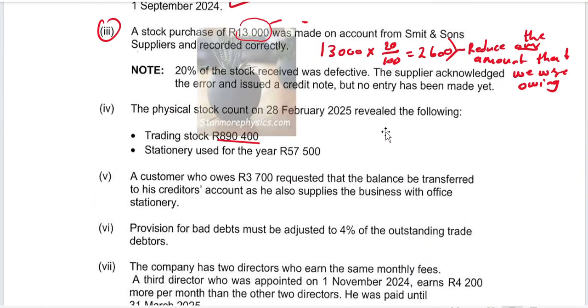Maybe they stole our stock. Now our stock is reduced to 890. Do you see? Let's find the difference between 920,000 minus what?